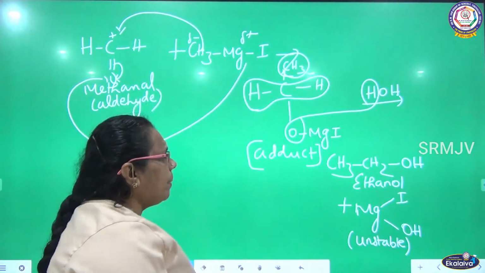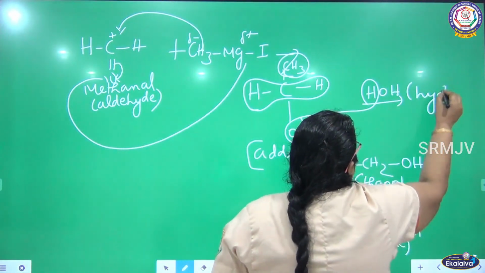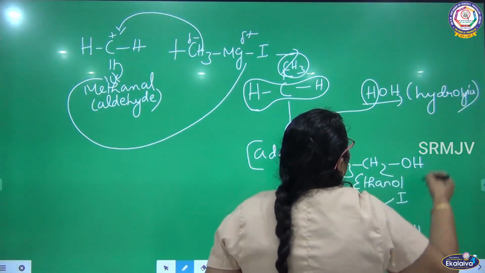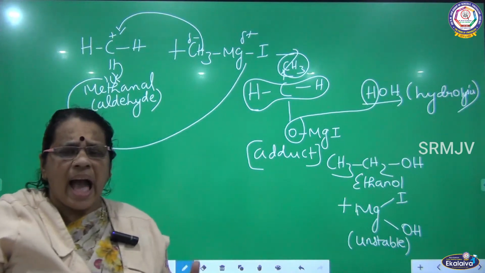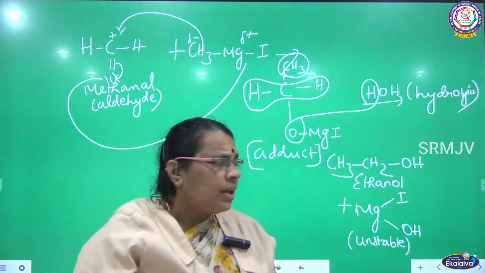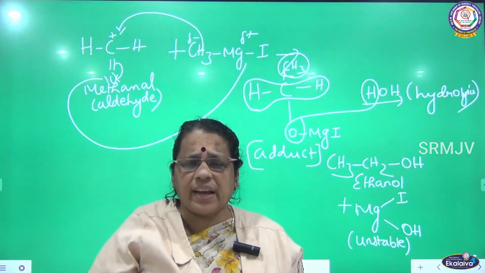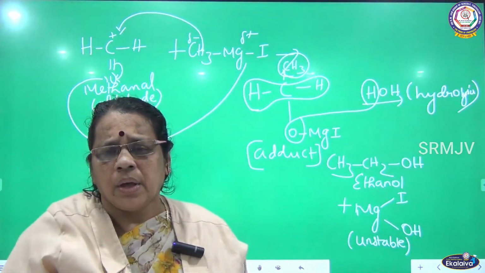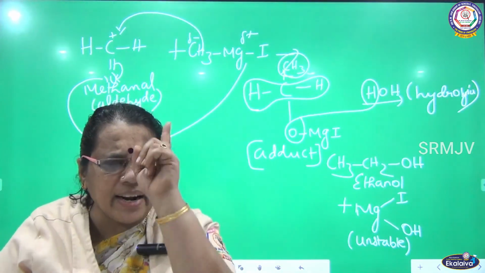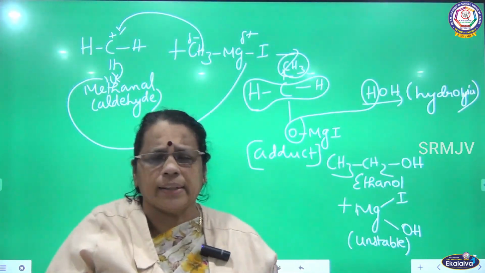What is the next step? Hydrolysis. We are adding water. After adding water, we are rearranging the compounds. After rearranging the atoms, I got the main product as ethanol, with the liberation of MgI on one side and OH on the other side, again an unstable compound. This is one method of preparing alcohol. I have given only one method under the Grignard reagent. In the next video, we are going to see the other two methods.